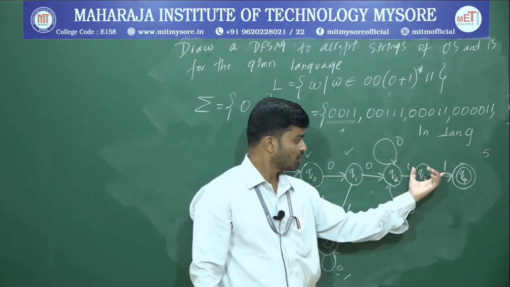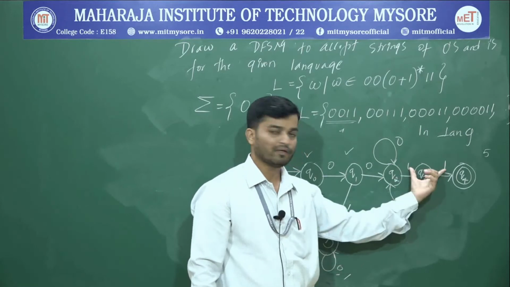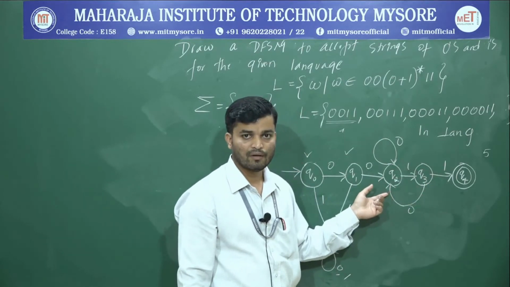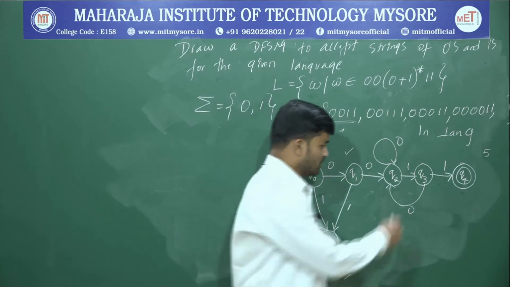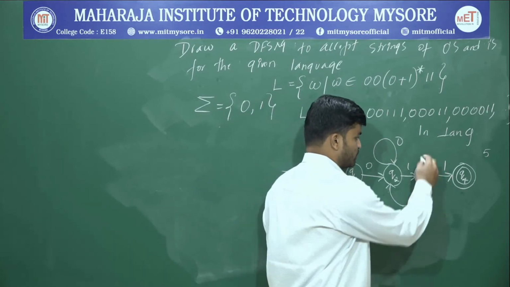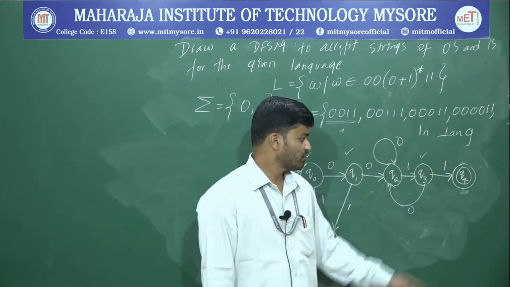Just remember, I want 1 1. If I connect somewhere, I will get 1 1. Connect there, that is it. Now if I observe Q3, there is a path for 1, there is a path for 0, so Q3 is over.